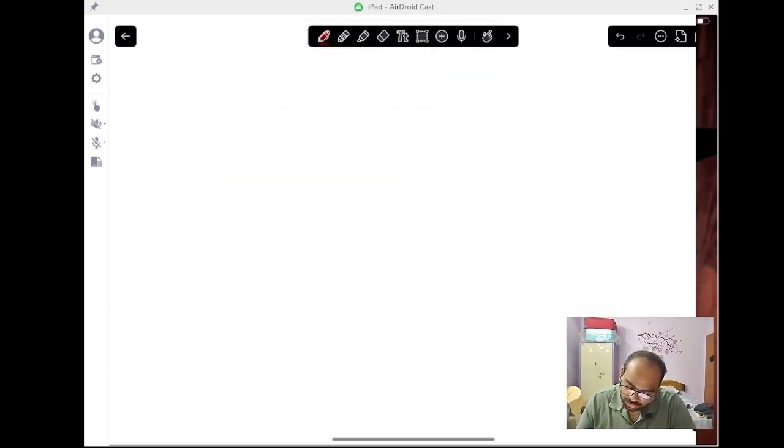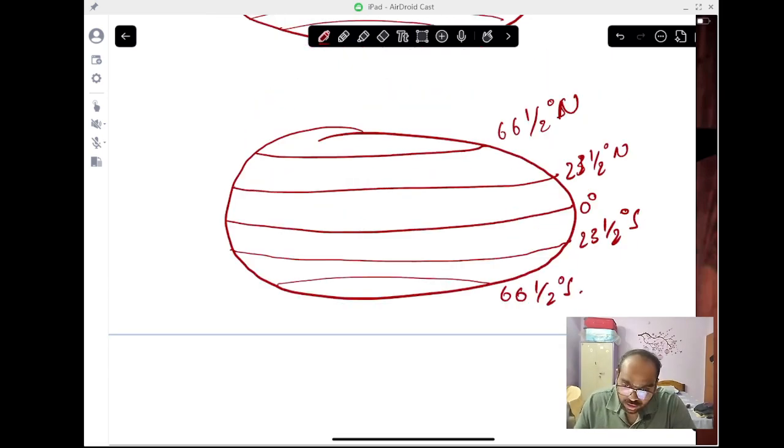Heat zones. How do we determine heat zones? Based upon the sunlight. How much sunlight a region receives, we determine heat zones. These are sun rays.